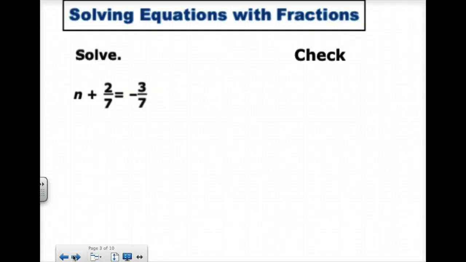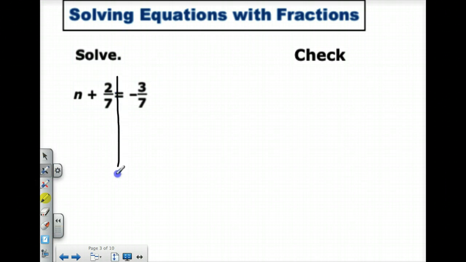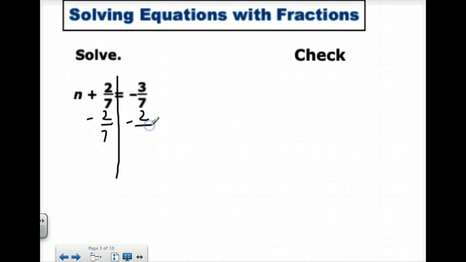Our first problem, our equation is n plus 2/7 is equal to a negative 3/7. And we always start off by drawing our line through our equal sign so we can determine which side is the left side and which side is the right side. On the left-hand side, we have n plus 2/7. So the opposite of adding 2/7 is to subtract 2/7 on both sides. Remember, we want to make a zero pair so that we can isolate our variable of n.